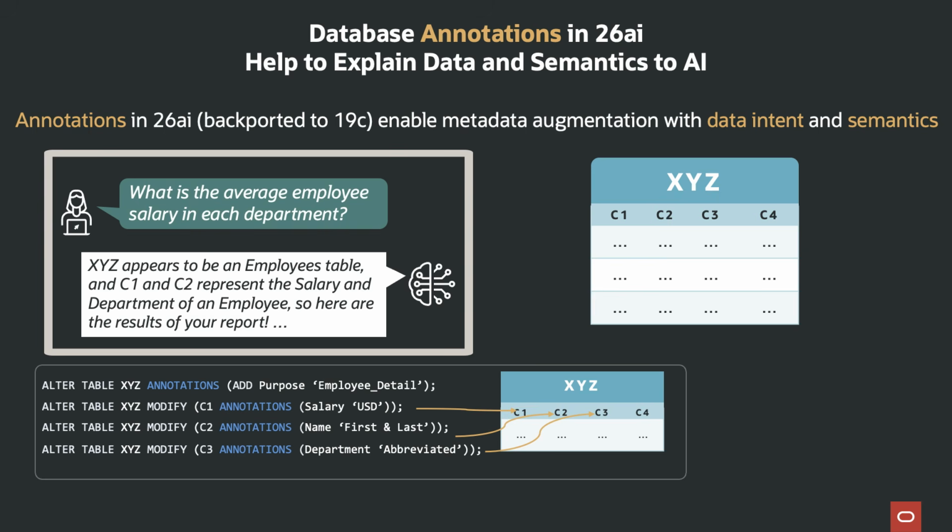As in this example, it now knows that this table is the table of employees, and these are the columns for salary and department. So it can actually give you something meaningful. So this is very, very important at the age of AI to explain data and semantics to AI.